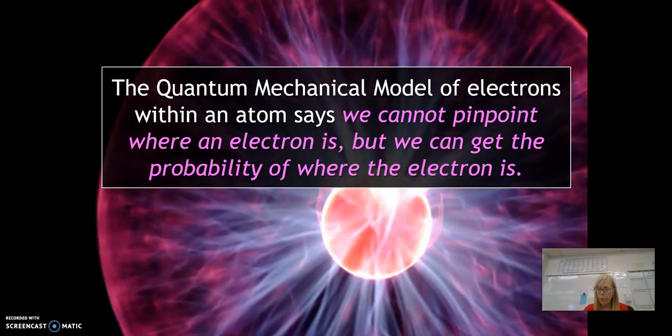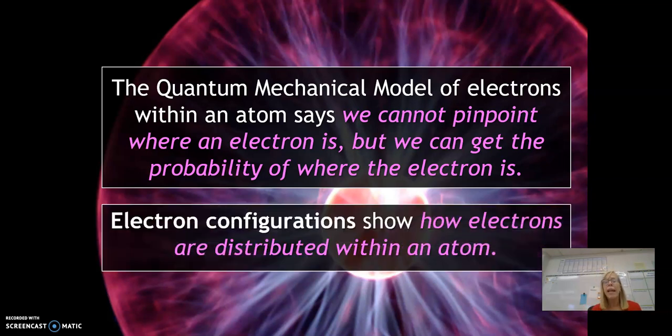The quantum mechanical model of electrons is the most current understanding we have of positions of electrons in an atom. The quantum mechanical model says that we cannot say exactly where an electron is, but we can have a probability of where that electron is. And we use electron configurations then to show how the electrons are distributed within the atom.